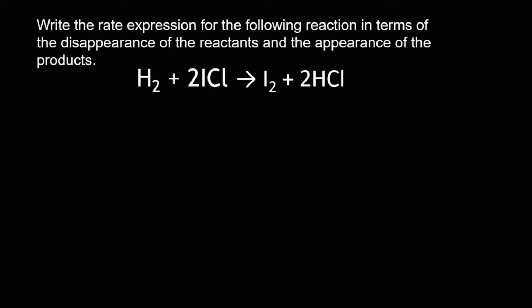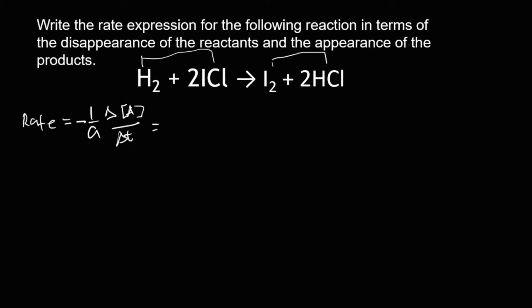Alright, so let us solve the following example. Write the rate expression for the following reaction in terms of the disappearance of the reactants, and the appearance of the product. The rate expression is given by the rate equals 1 over A change in A over change in time, and you have to write down the negative because that represents the disappearance of the reactant.